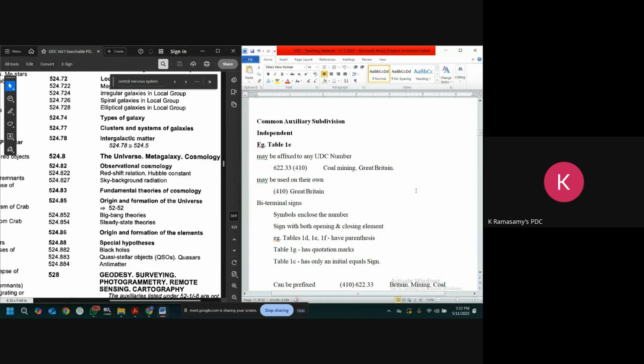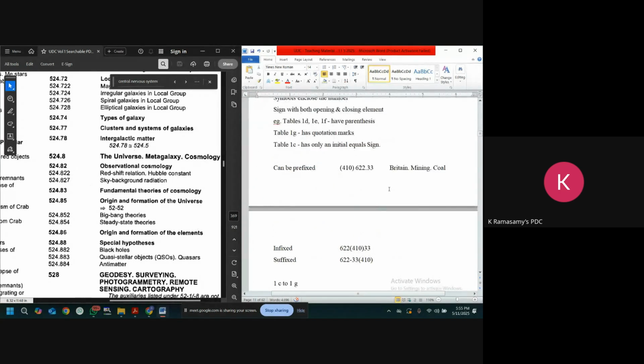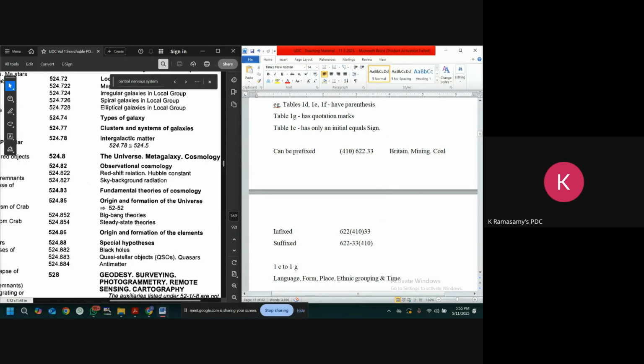No problem. For example, see the number 410 placed in circular bracket means Britain. Any number given in circular bracket starting with 1, 2, 3, 4, 5, 6, 7, 8 or 9 is called a place number. See, 410 stands for Britain. Take this title, Coal Mining Britain. If you want all the documents on Britain to be brought together in a single place, you can write the number like this. 410 is the first number. So 410 can be the first number in the facet formula.